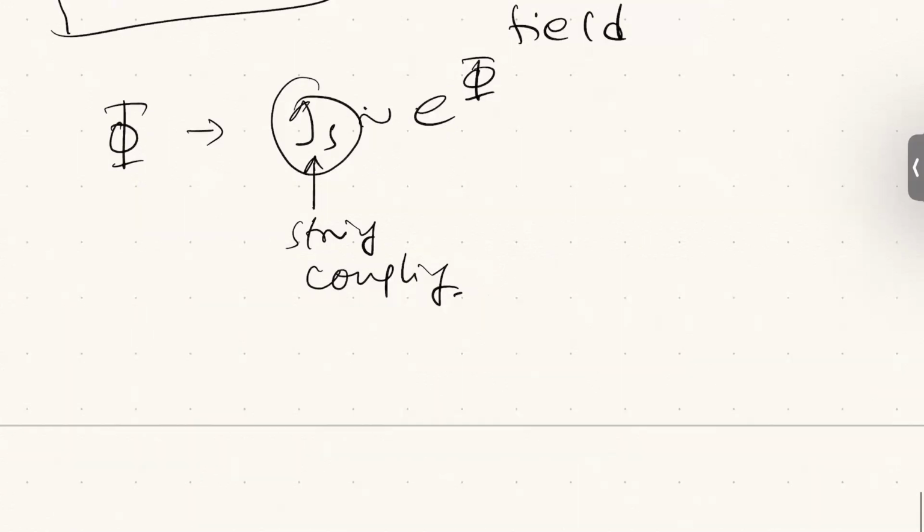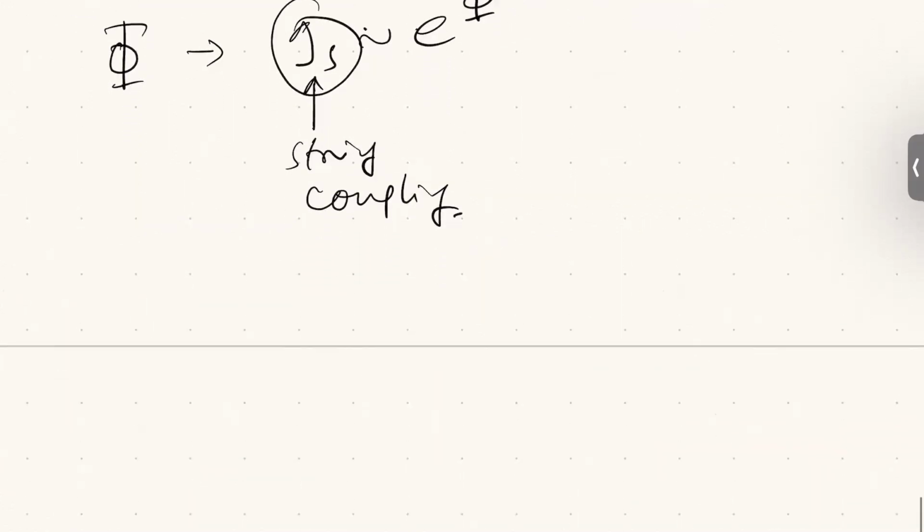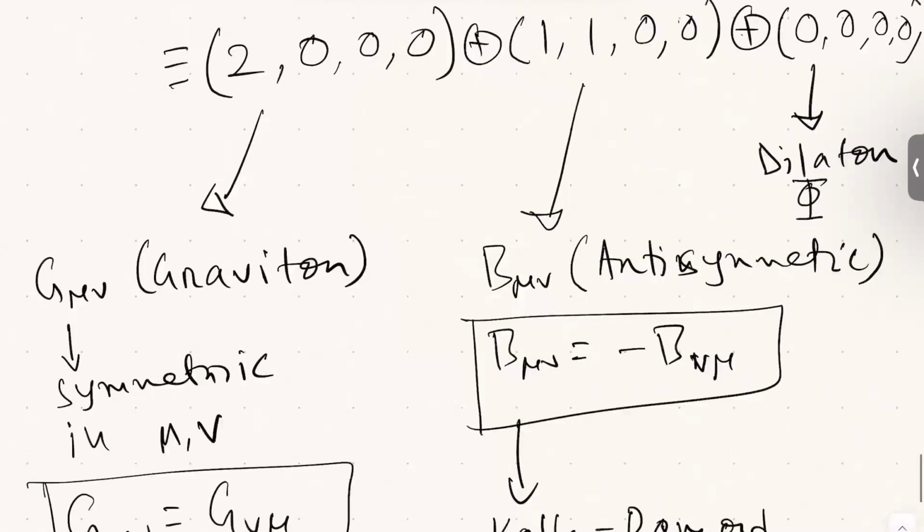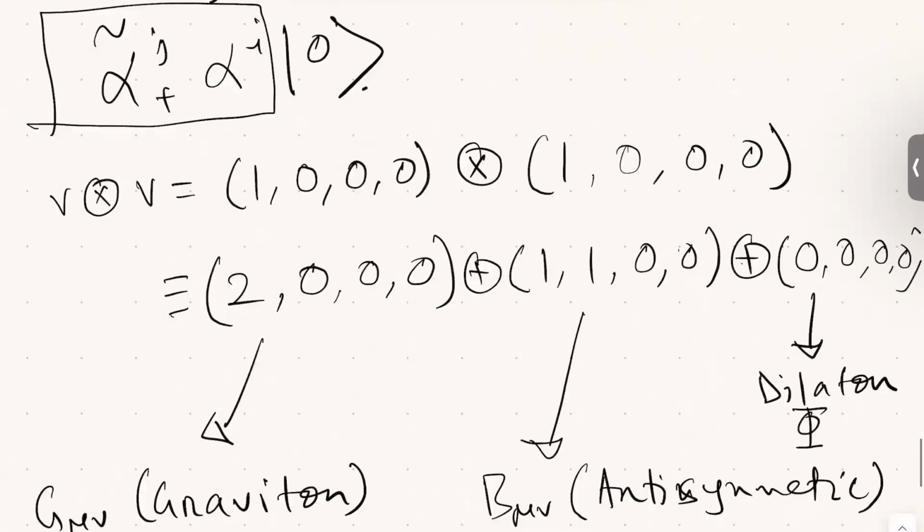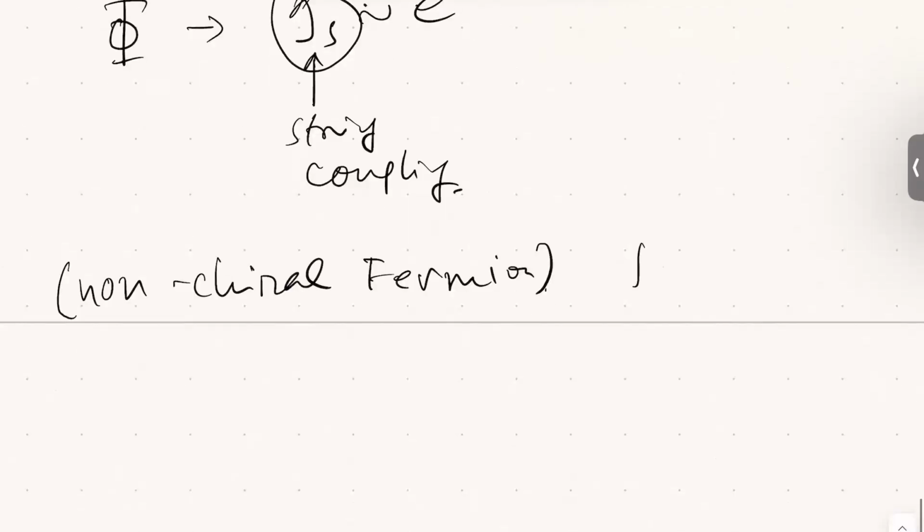In the next thing, I will pick the non-chiral fermion. So we will again have this, but instead of this, we'll have F.